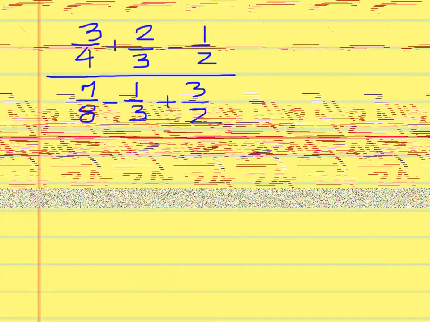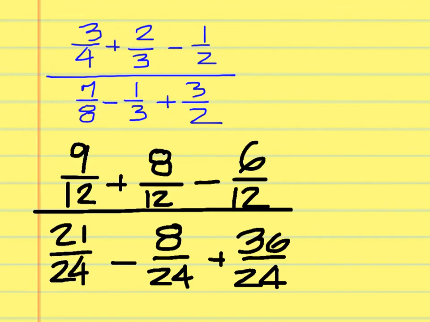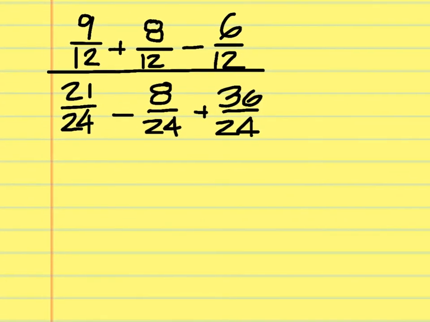And adjust your numerators accordingly. This would be a 21. This would be an 8. And this over here we had to multiply by 12, so that's a 36. Multiplied by 3, multiplied by 8, multiplied by 12. Once you get to that point, you have to simplify.